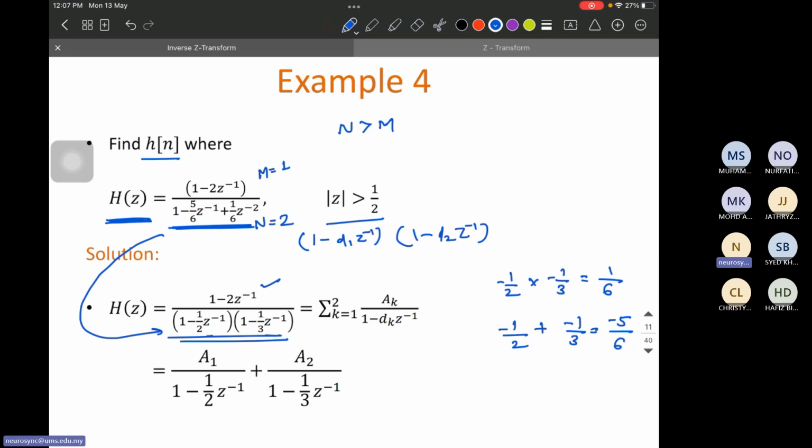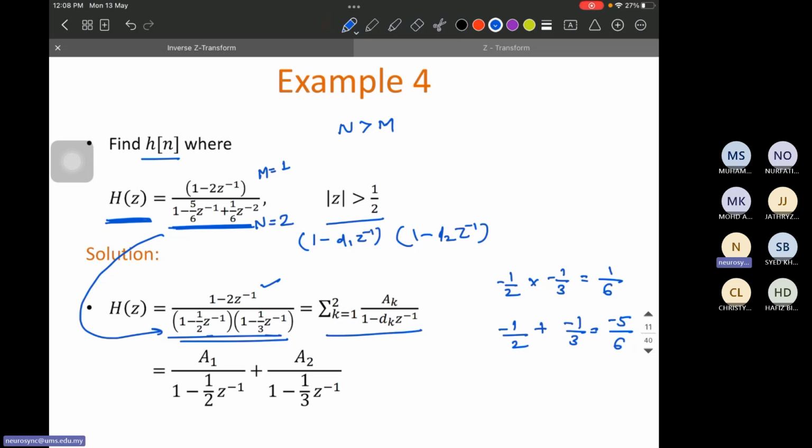Okay. Now we have represented this polynomial like this. Now we will apply this formula. So this is equal to the sum over k from 1 to 2 because there are two poles, N equal to 2, of A_k divided by 1 minus d_k z inverse. Okay. Now here two values, A1 and A2, we need to find. So this we can write like this.